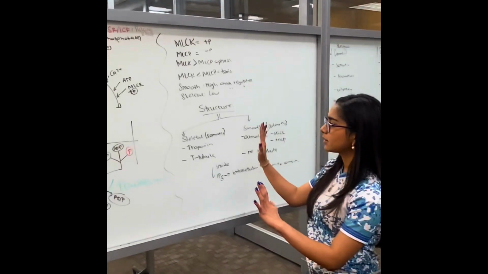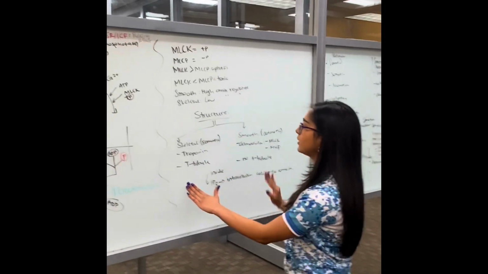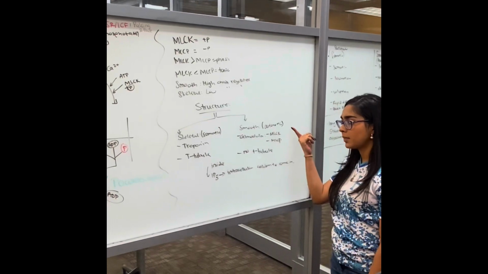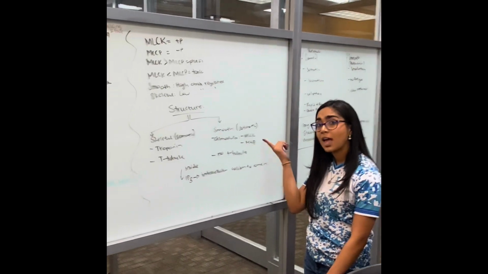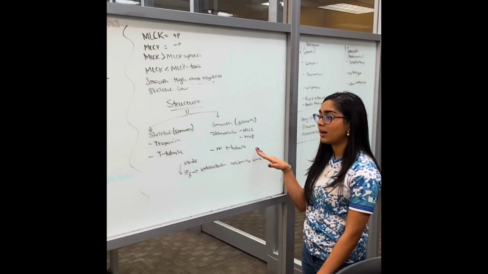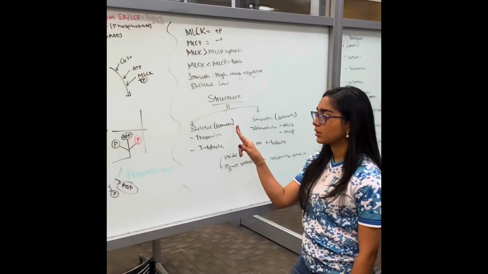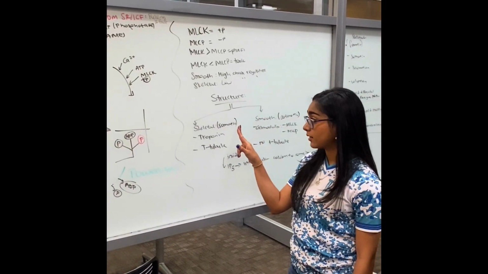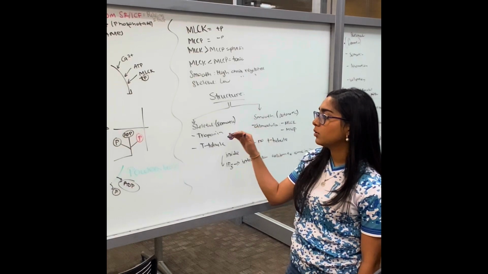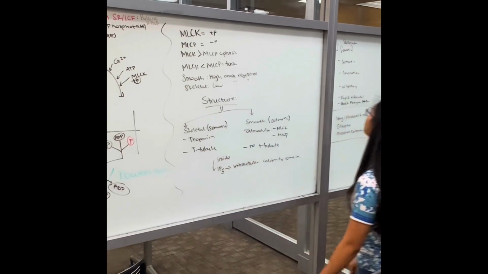So I would like to compare a little bit between the skeletal and the smooth. So smooth is autonomic. You use calmodulin, MLCK and MLCP, and you don't have T tubules. In the skeletal, it's regulated by the somatic nervous system. You have troponin and T tubules.